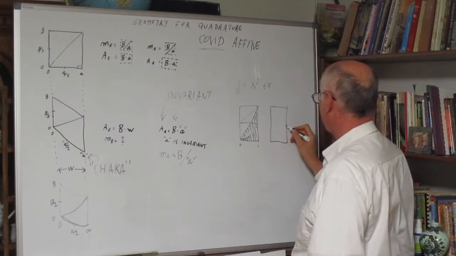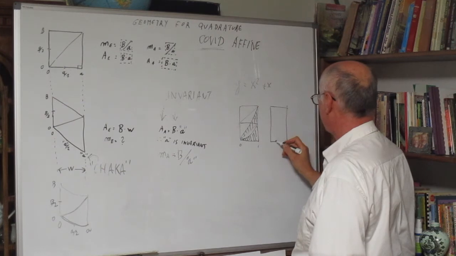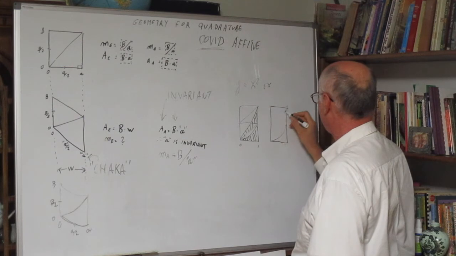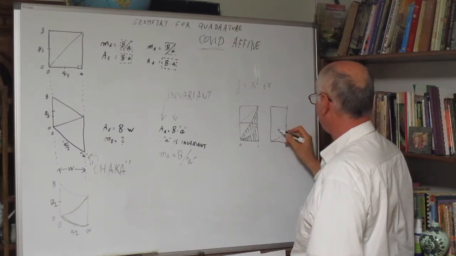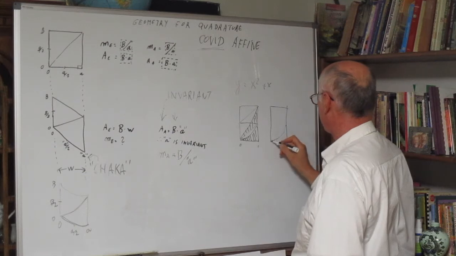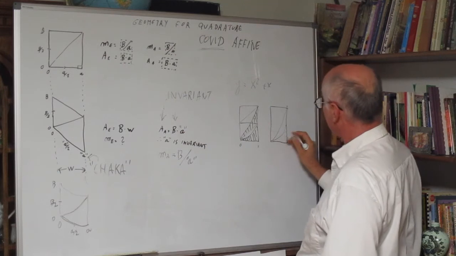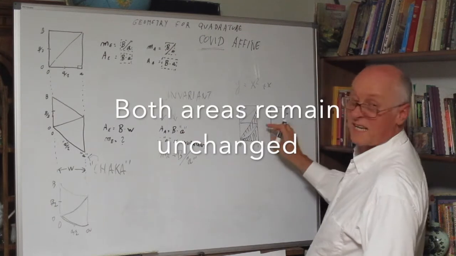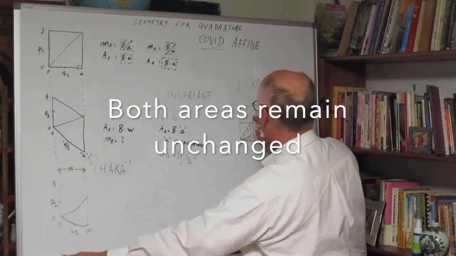Let's see now. I'm trying to draw it. And something like this. Anyways, these two areas are the same according to Cavalieri principle, right?